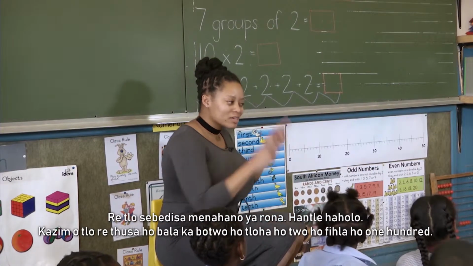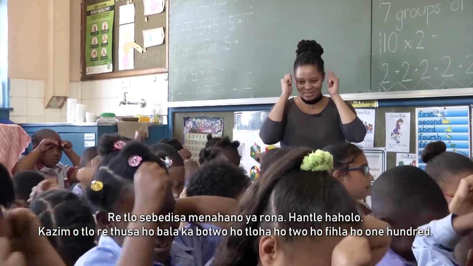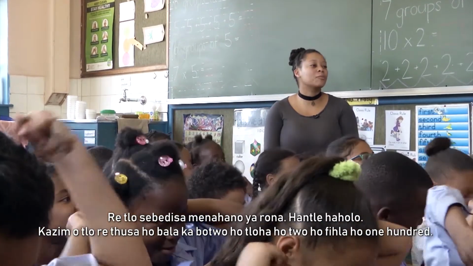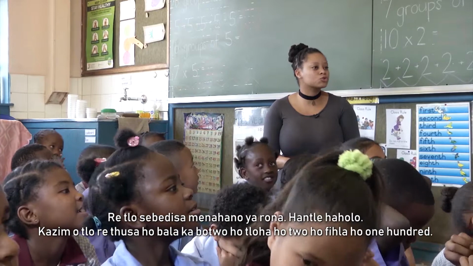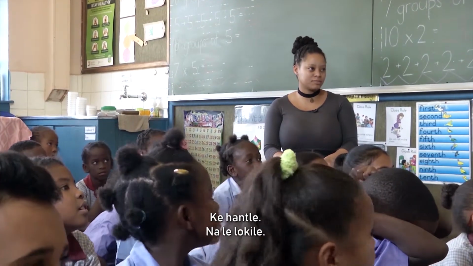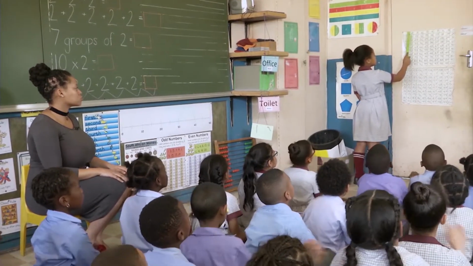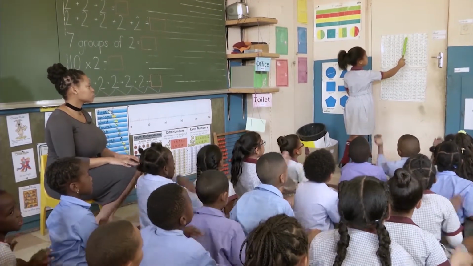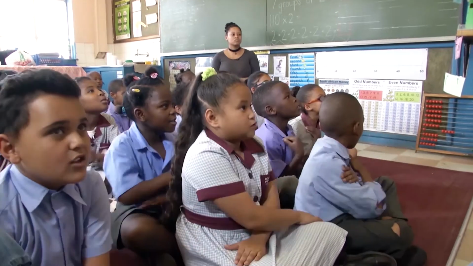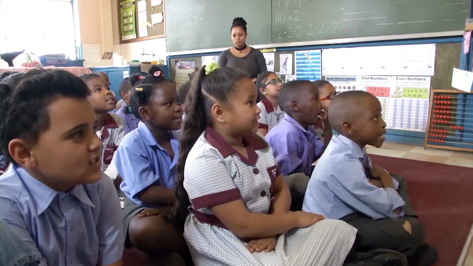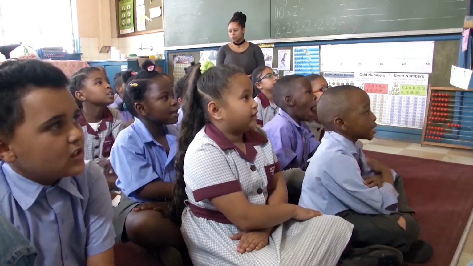We are going to put our thinking caps on, nice and tight. Cousin, you're going to help us count in 2s from 2 to 100. All right, ready? 1, 2, 3. 2, 4, 6, 8, 10, 12, 14, 16, 18, 20.